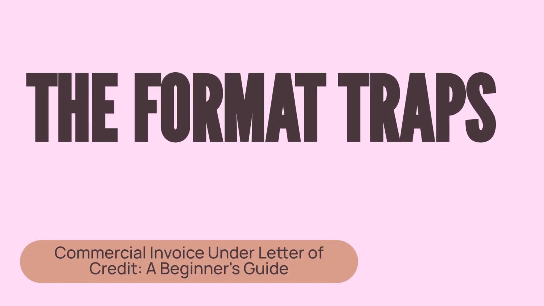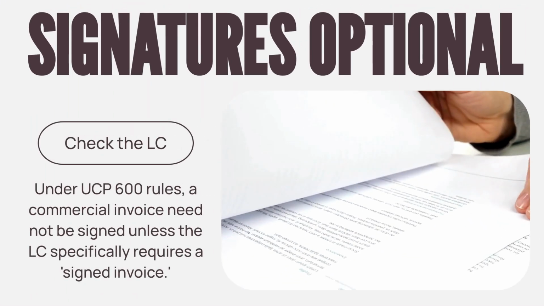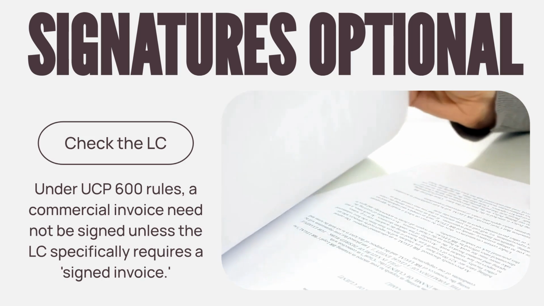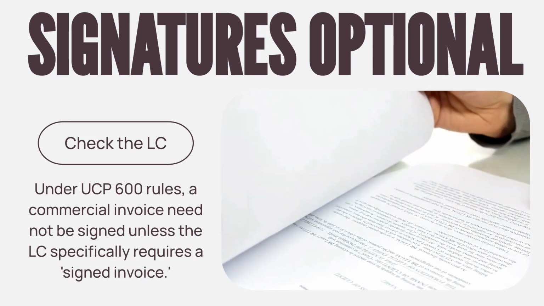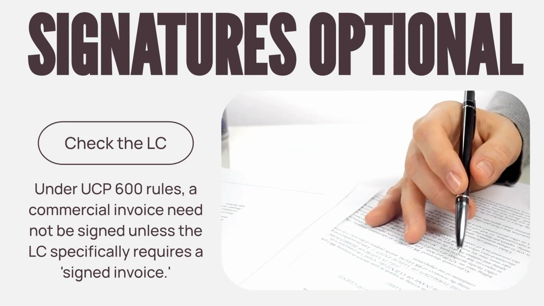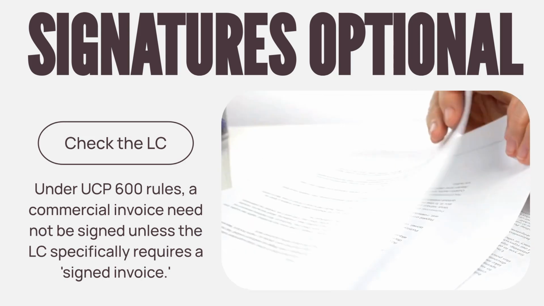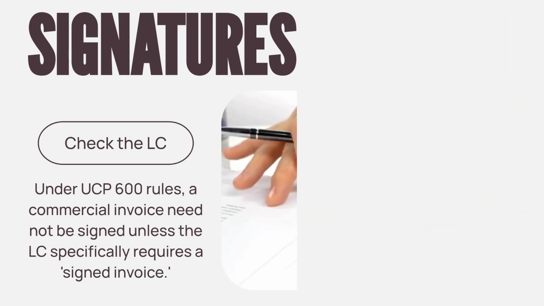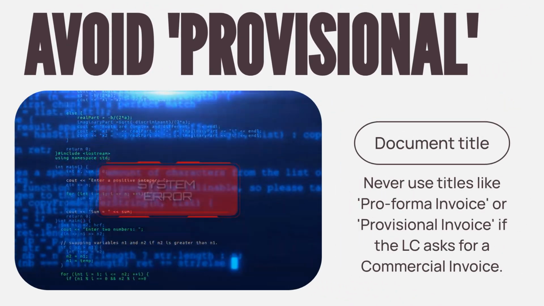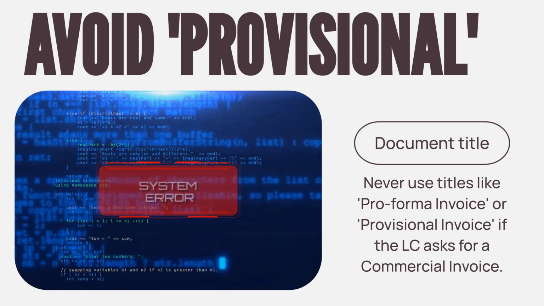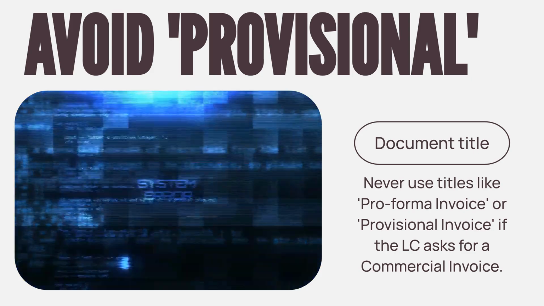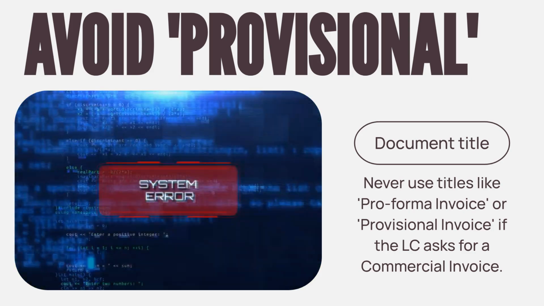Finally, let's cover the format traps, things beginners often overcomplicate. Contrary to common expectation, a commercial invoice need not be signed under UCP 600 rules. A plain printed invoice is valid unless the LC specifically asks for a signed invoice. A major pitfall is the title. If the LC asks for a commercial invoice, you cannot present a provisional invoice. Banks treat these as different documents and will reject them.